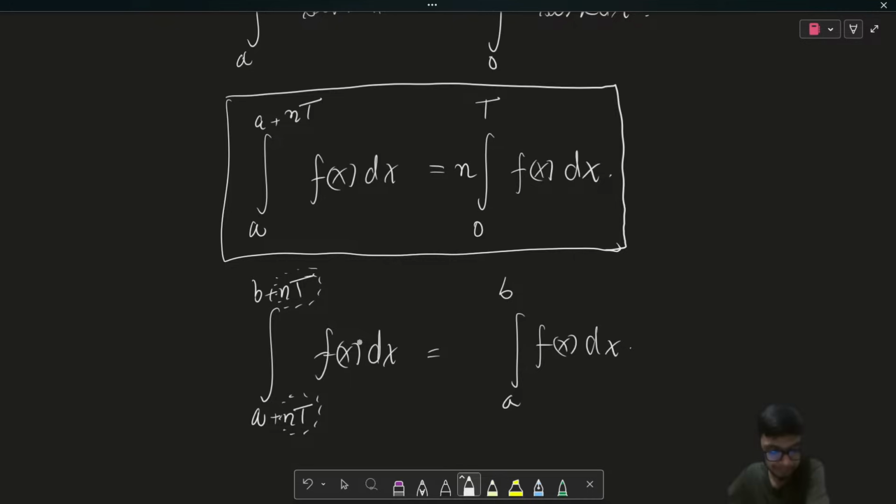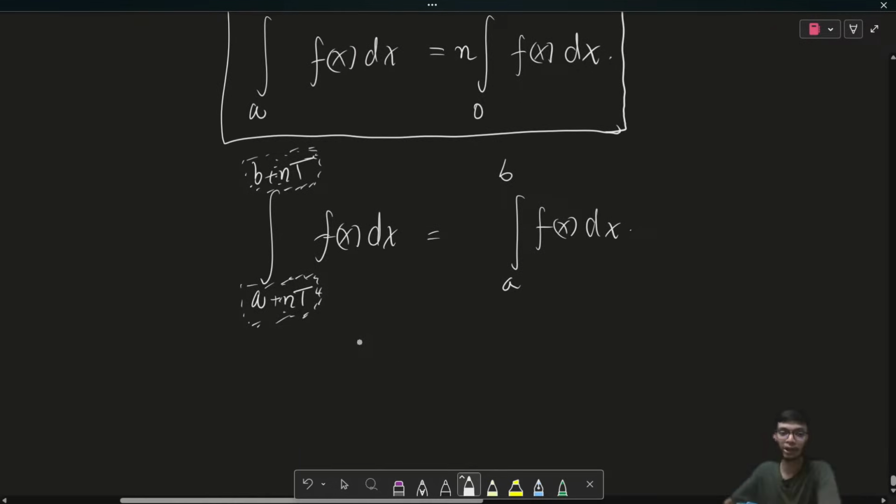I hope this is clear, right? So instead of finding the integral from a plus nT to b plus nT, it is equivalent to finding it from a to b. That's it. You can always try to think about this result with the simple example that I took of sin x. You can always take a simple basic example of a periodic function and try to get to the relation, right?